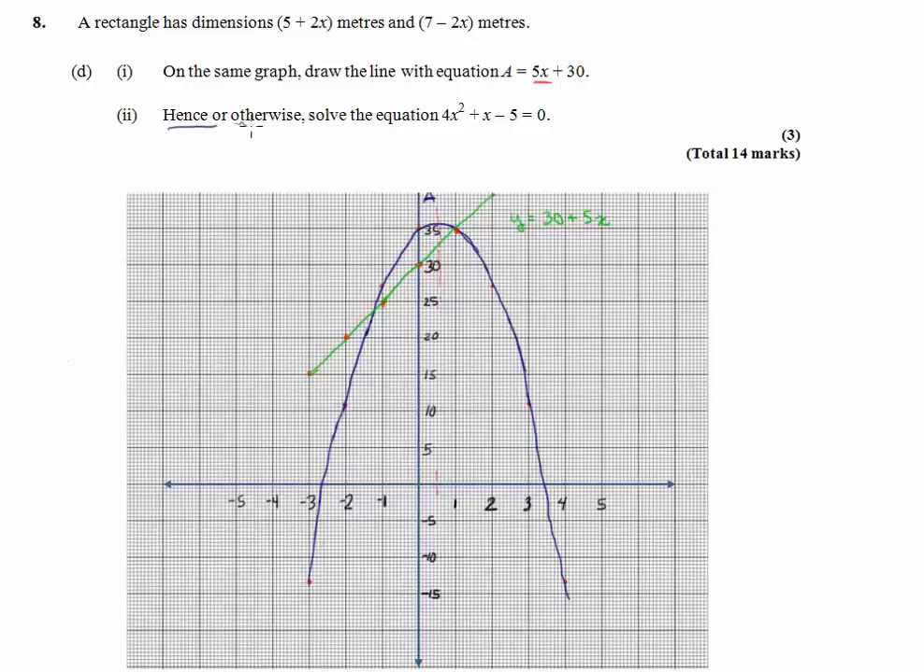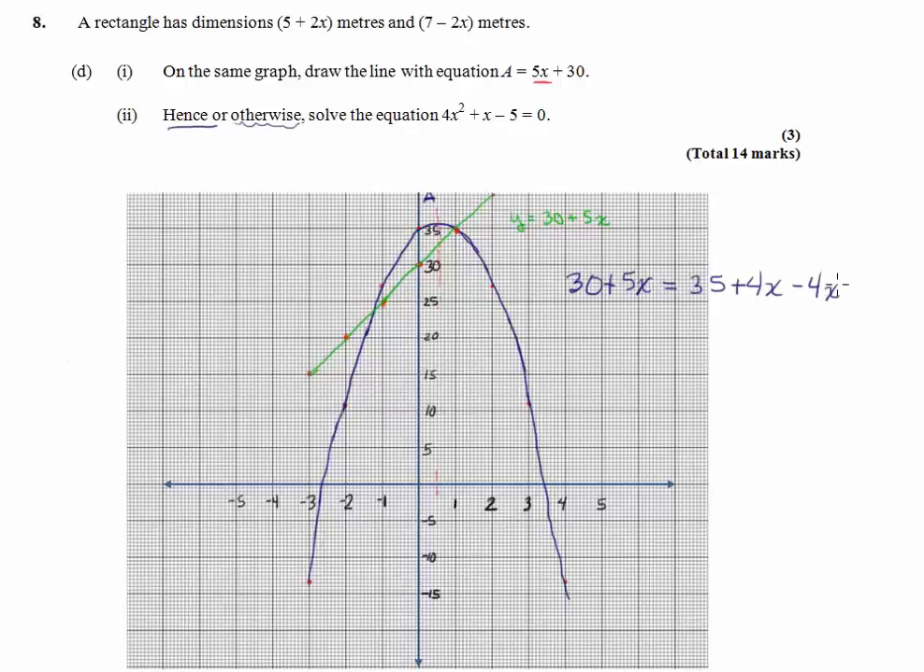And then part 2, they want me to, again, answer "hence or otherwise" to solve this equation. That word "hence" is a clue that you should be able to use work that you just completed to solve this equation. But 4x squared plus x minus 5, where did that come from? Well, it comes from the fact that they did some algebra. So let me just show you where it came from.